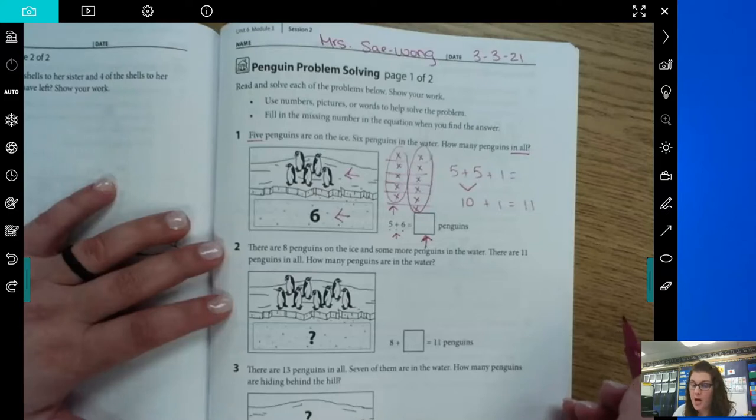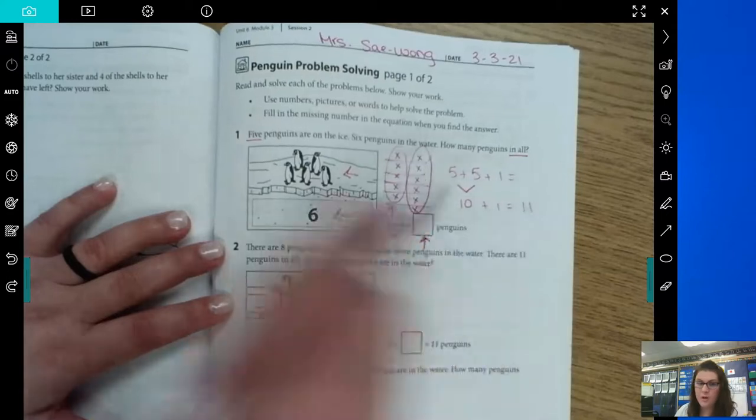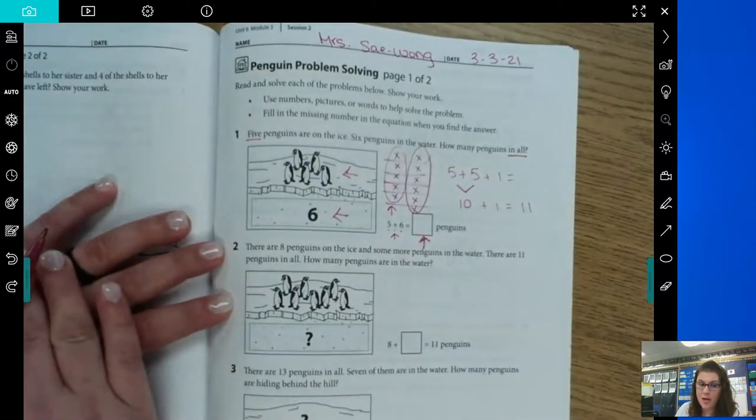All right, hit pause. Draw your picture. Show me how you solved it and give me your total number of penguins. Hit pause if you need some more time and come back when you're ready.